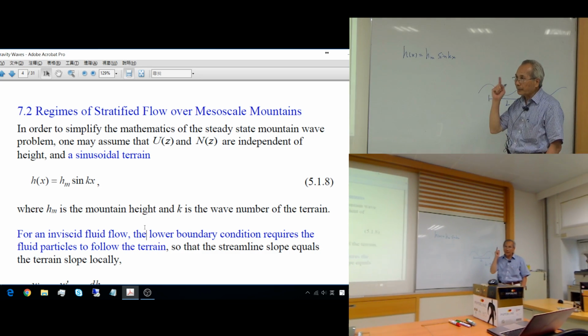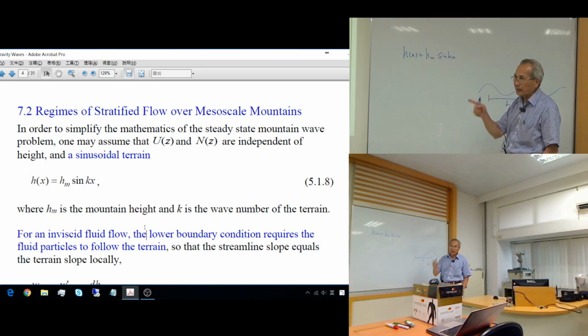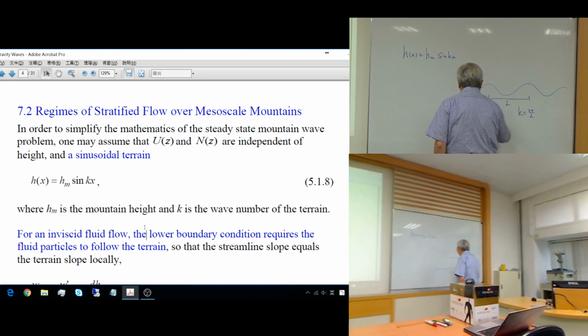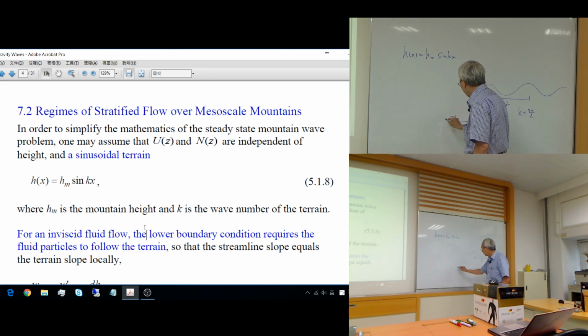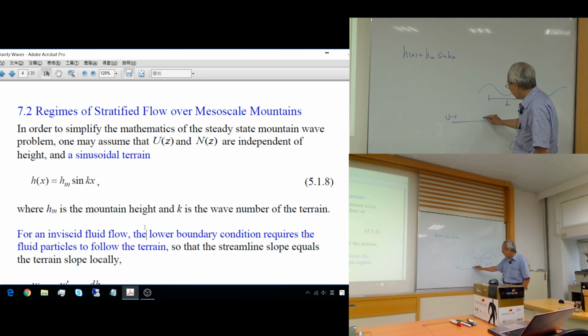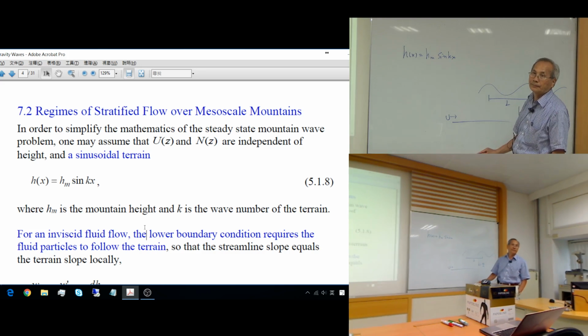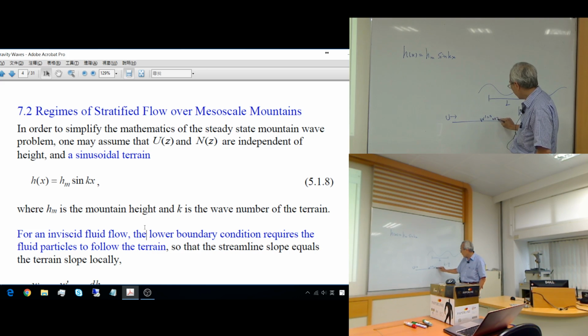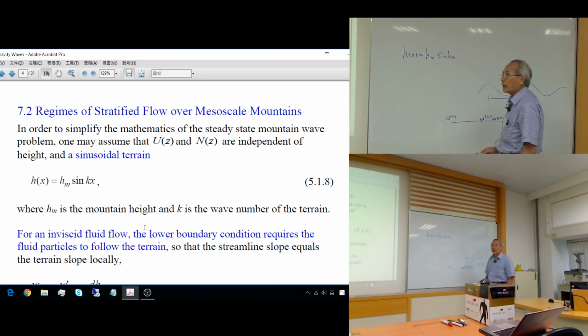The only very important difference from before is that we have a very clear lower boundary. Before, the terrain was flat. You have disturbance coming in, but at the surface, what's the lower boundary condition here? We used before W prime equals 0 at z equals 0. So now we no longer have that case.